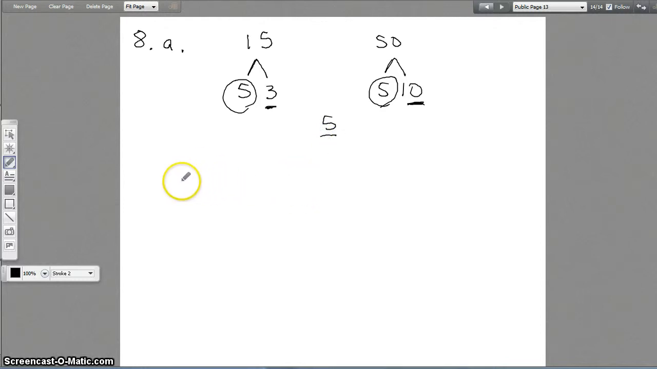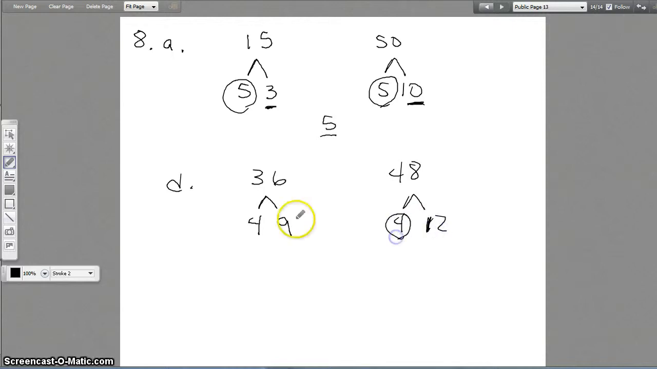So the next one we're going to look at is part D, and that has the numbers 36 and 48. When I look at these numbers, the first thing I see is that they're both multiples of 4. 36 is 4 times 9, and 48 is 4 times 12. So 4 is definitely a common factor.